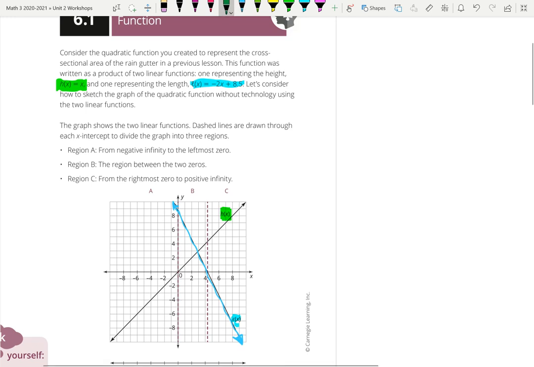Now, you might be able to identify which line is which based on your previous content knowledge of the equation of a line. Notice in h of x, when it equals x, the coefficient in front of the variable is a positive 1, meaning it's going to be increasing. Here in this line, it's going to be decreasing because the slope is negative.